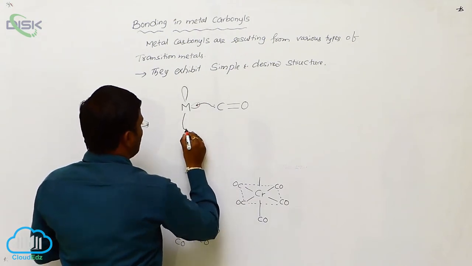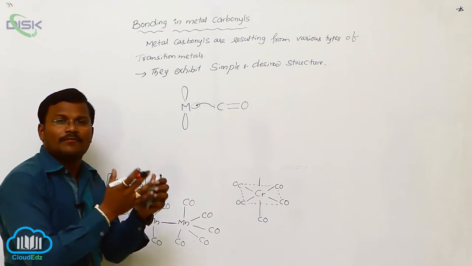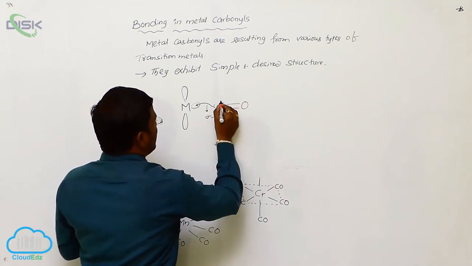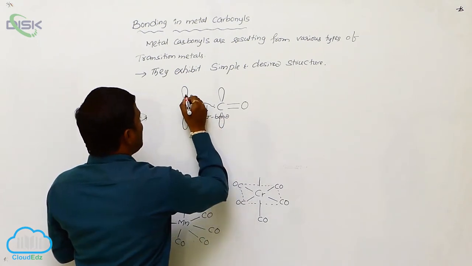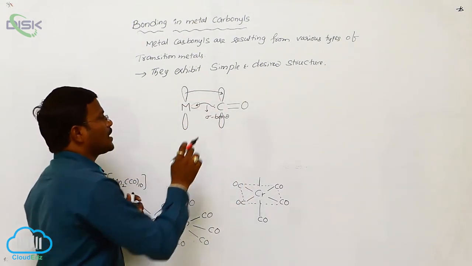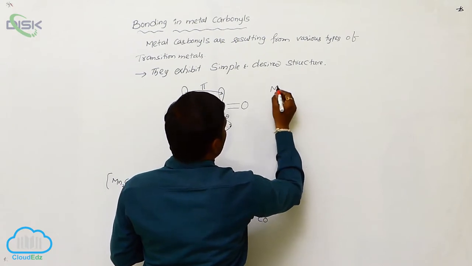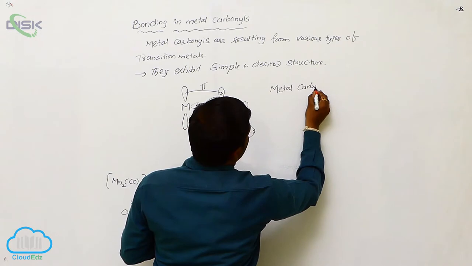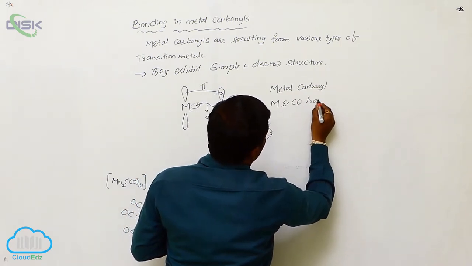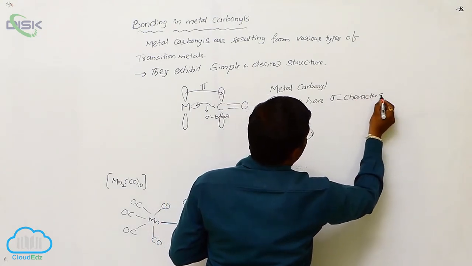Similarly, while the carbon of the carbonyl species donates its non-bonding pair of electrons towards the empty orbital of the metal, it forms a sigma bond. Whereas in a special case, the filled orbitals of the metal donate their non-bonding or paired electrons towards the empty orbitals of the same carbon and form a pi bond. That means in metal carbonyls, the metal-carbon bond will have sigma character and pi character.